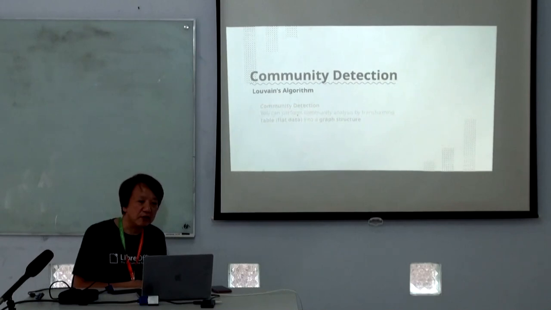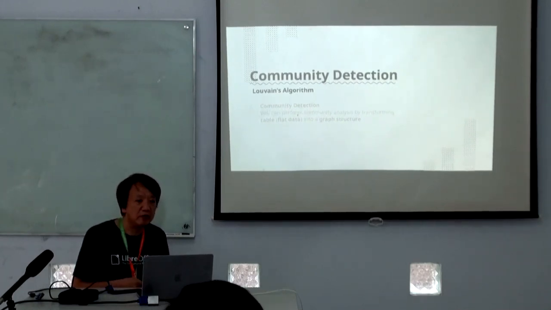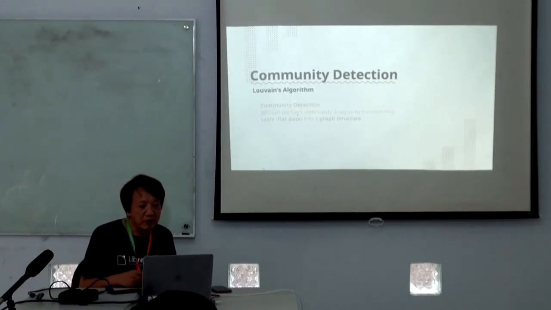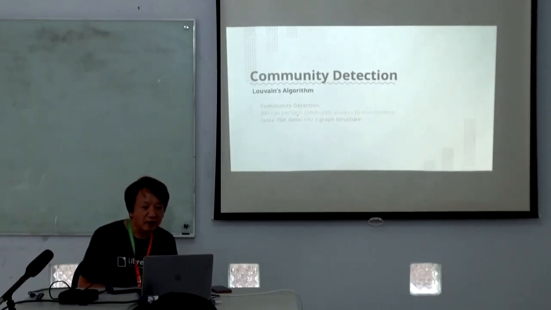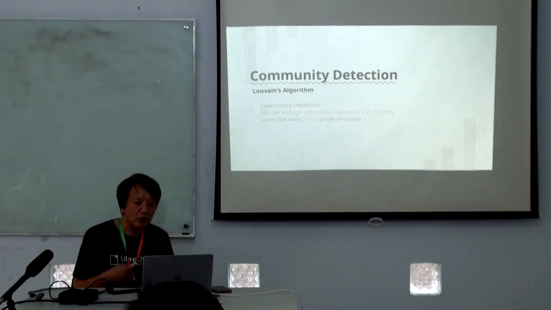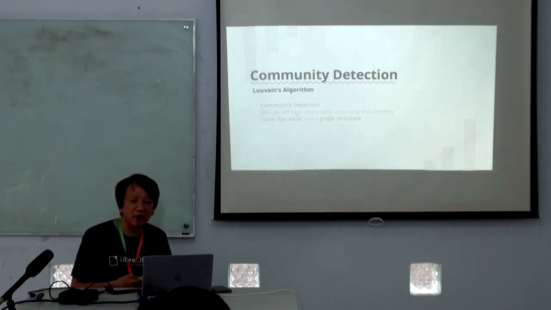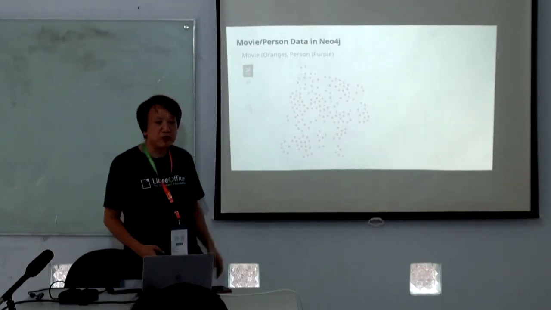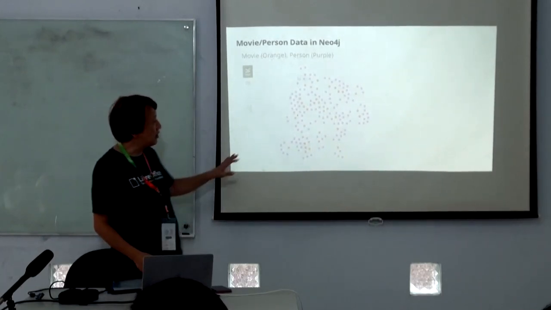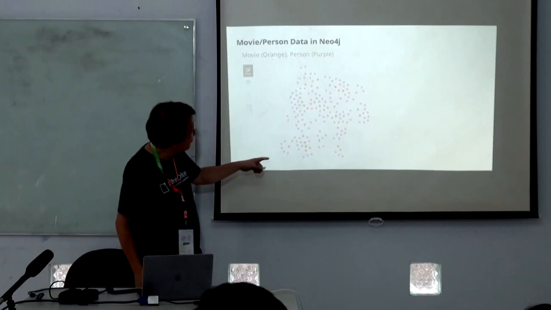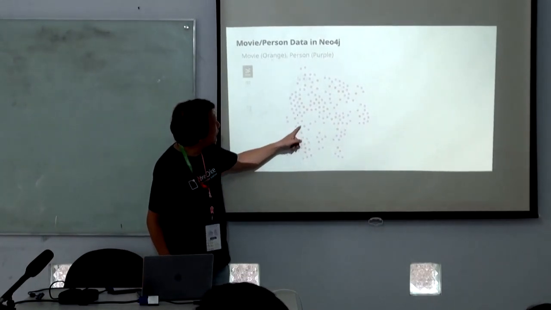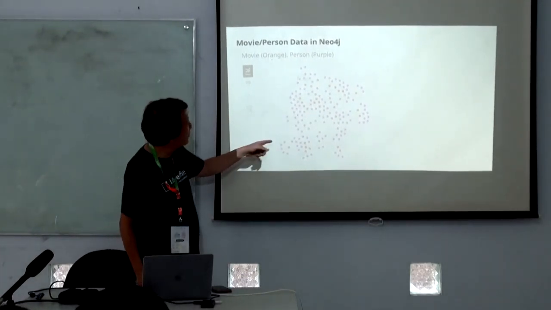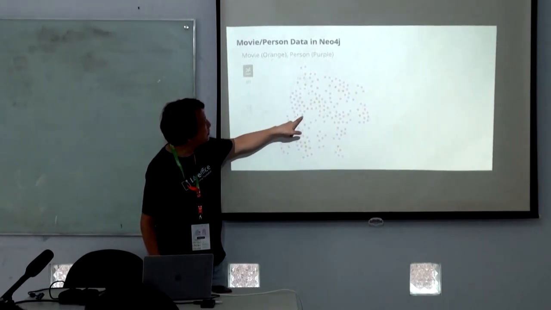Now I use the Louvain algorithm, same as in big data. So community detection: you can perform community analysis by transforming a table into a graph structure. So this is the movie and person data in Neo4j, a graph database. You can see the relationships here. Orange is movie, and actor is here.